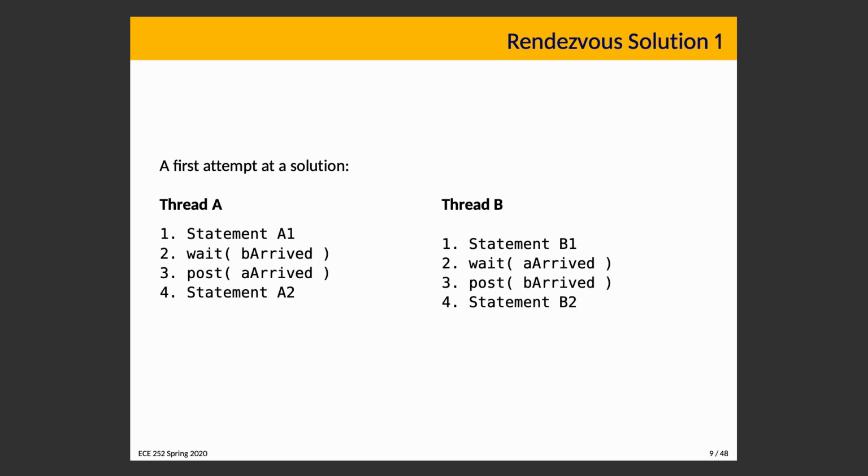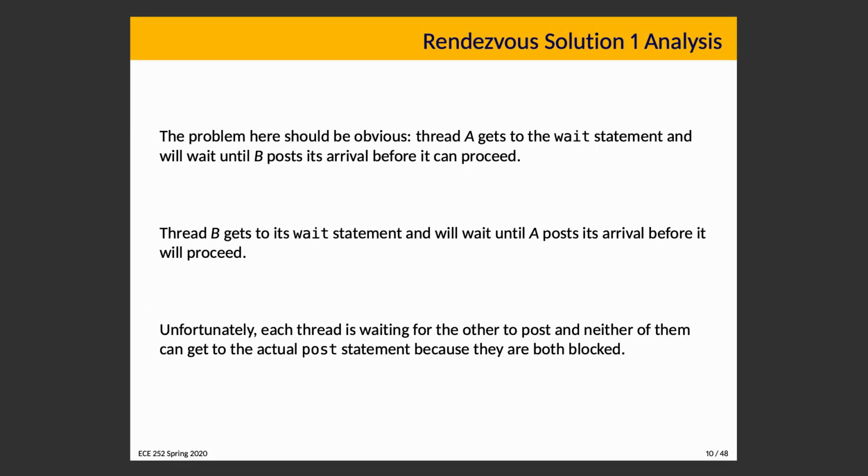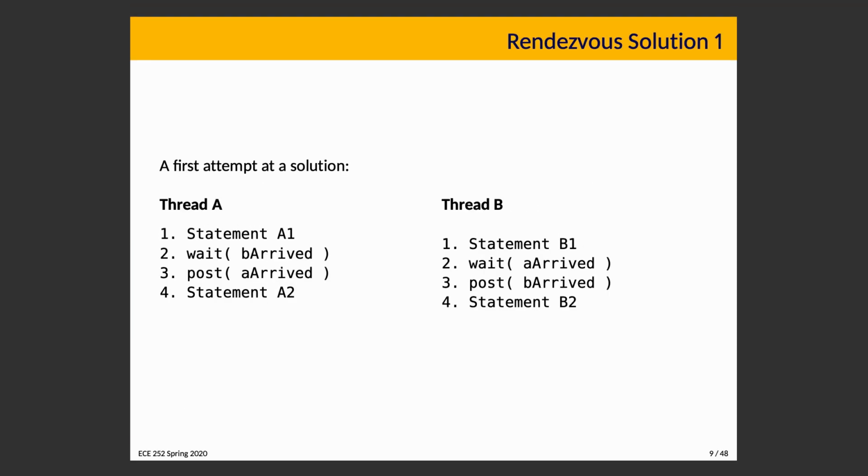All right, our answer is no, and hopefully you spotted the problem in this, which is that thread A gets to the wait statement and it waits until B posts its arrival before it can proceed, and thread B gets to the wait statement and waits for A to post before it can proceed, and each of those threads is then waiting for the other, and neither of them can get to the actual post statement because they are both blocked.